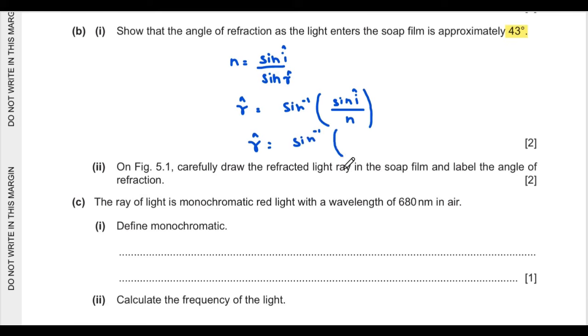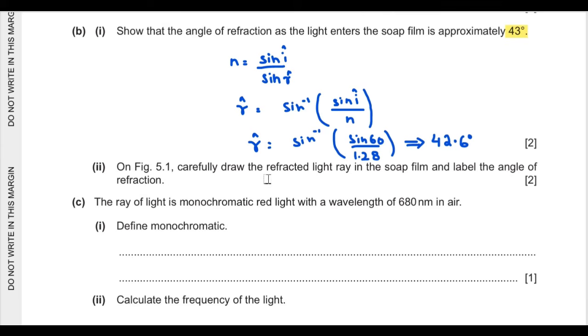Let me put the value over here. Sine of 60 degrees divided by the refractive index of soap, that is given in the question as 1.28. Putting this into your calculator, the refracted angle would be 43.6 degrees, which is close to 43.